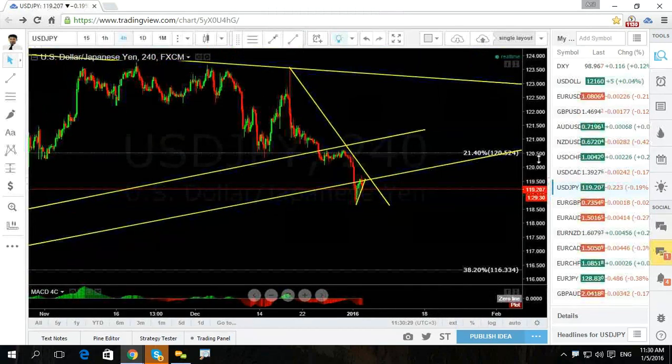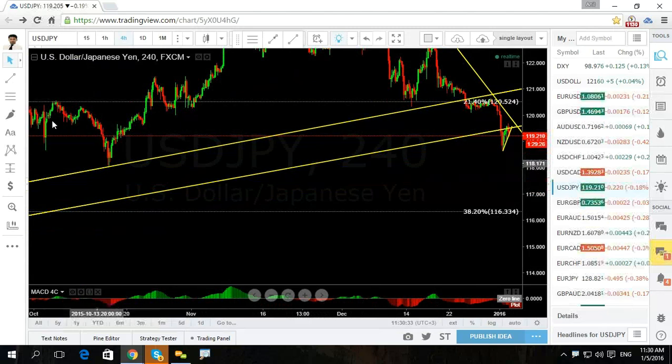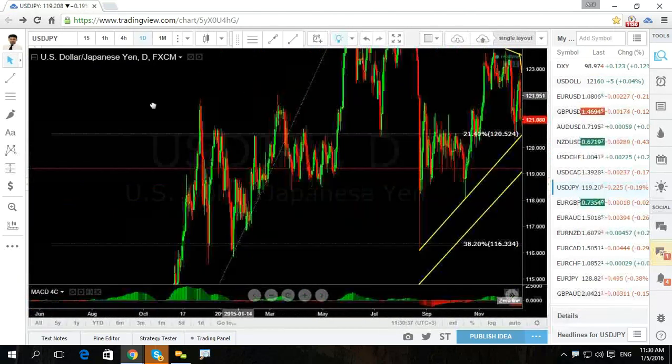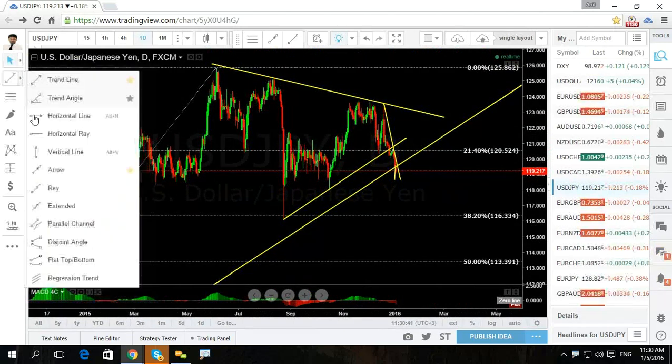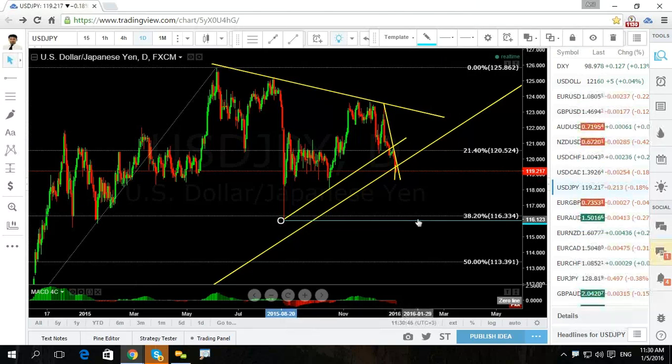You notice we are breaking this structure. And there's a very high probability for them to break the low of this here. Let me just put it in the daily. There's a high probability they will want to break the low of this. Let me just bring it down. So we may come and retest this low here.